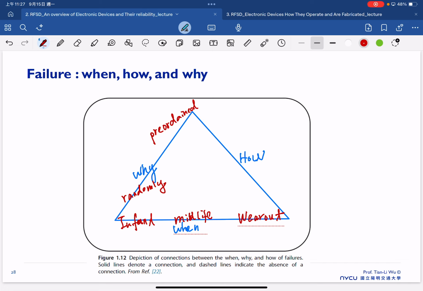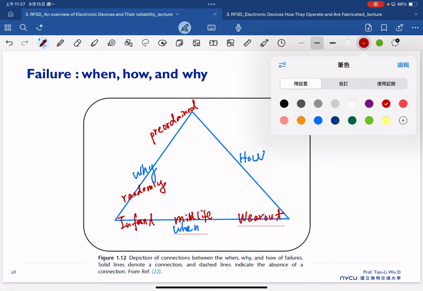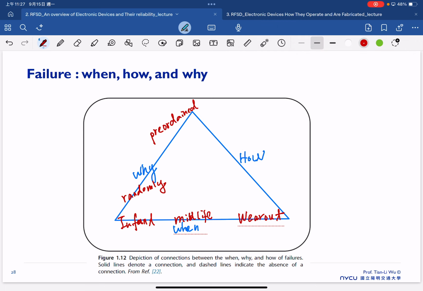The last question is the most important, which is how. For example, does this failure happen gradually, or is it sudden and catastrophic? All these questions will help us identify the reason that causes these failures.